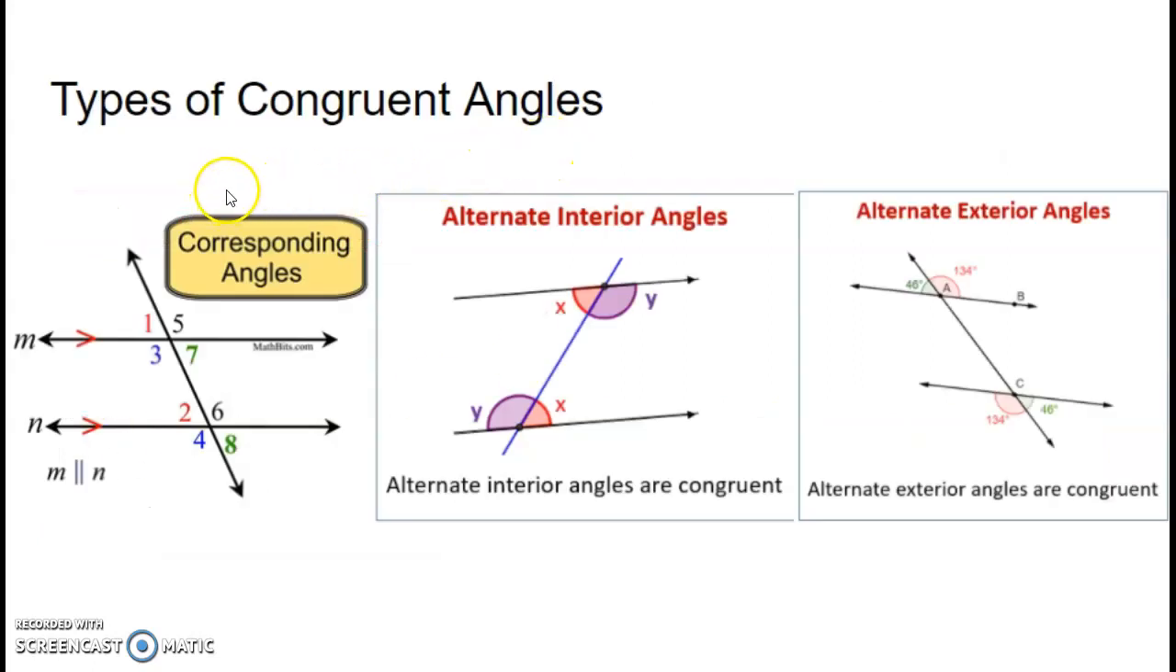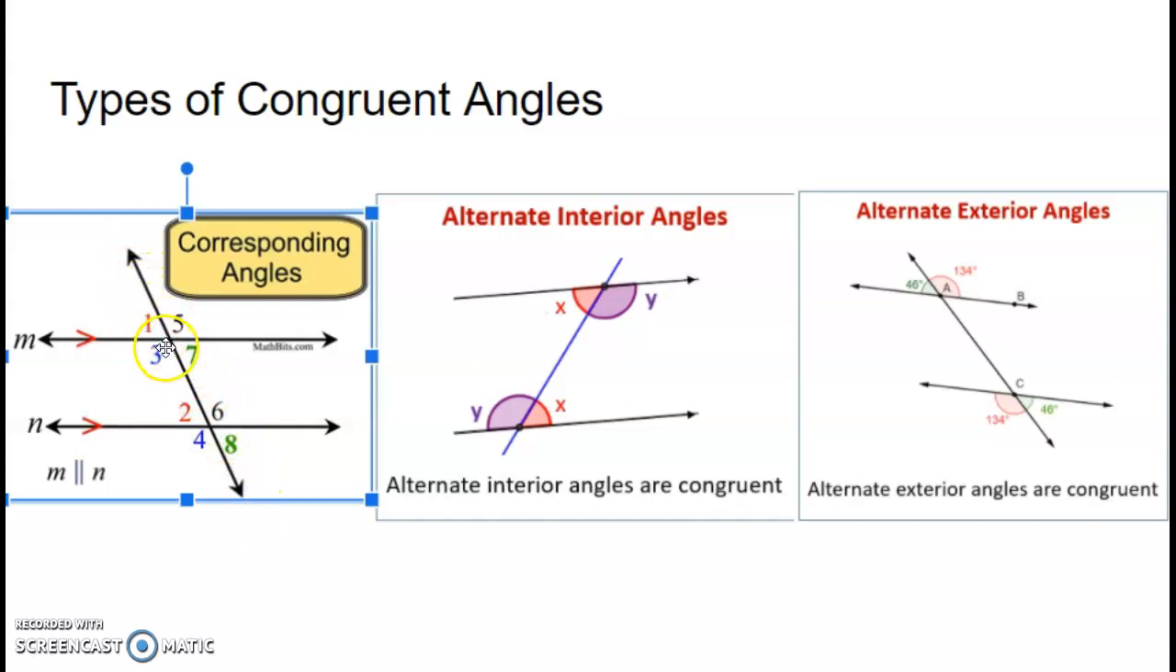So there's different types of congruent angles. What does congruent mean again? That's right. It means equal. All right. So different types of congruent angles. We have corresponding angles. So we have this transversal. This is what the transversal looks like. We have two parallel lines here. We have M and N. They are parallel to each other. And here's this transversal cutting right on through.